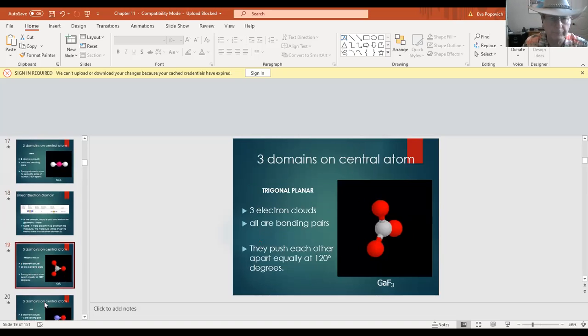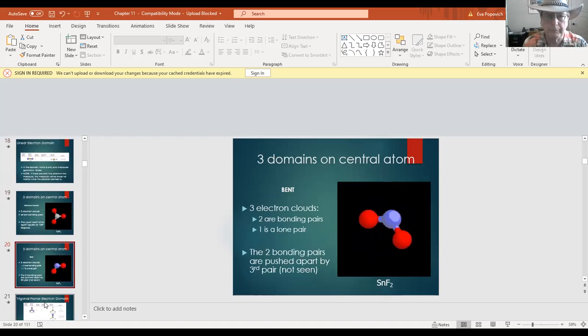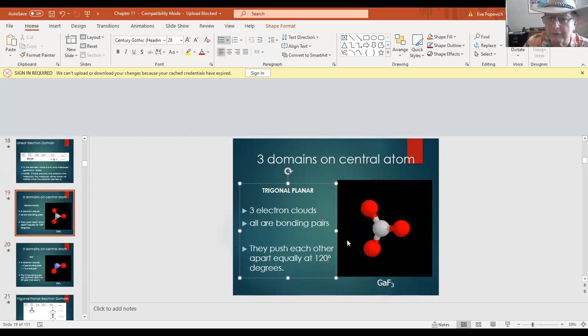I throw a third thing around that center atom. I put a third cloud around there. That dictates that my electronic geometry is going to be trigonal planar, because this is as far as they can get apart from one another. If they're all bonding, then my molecular shape is trigonal planar. If I have one lone pair, that means I'm not seeing one of the red balls up there anymore. And all I'm seeing is the red ball to the gray to the red ball, which is angular or bent.